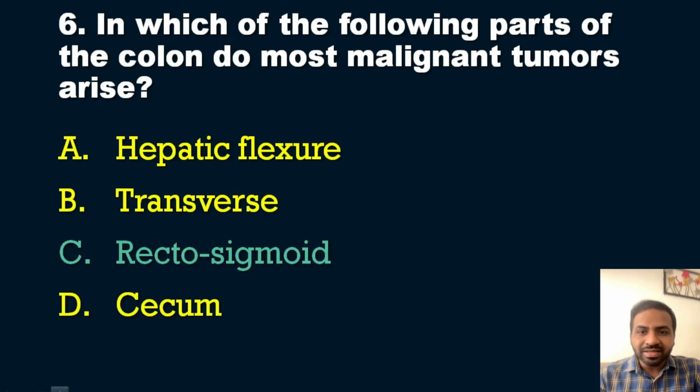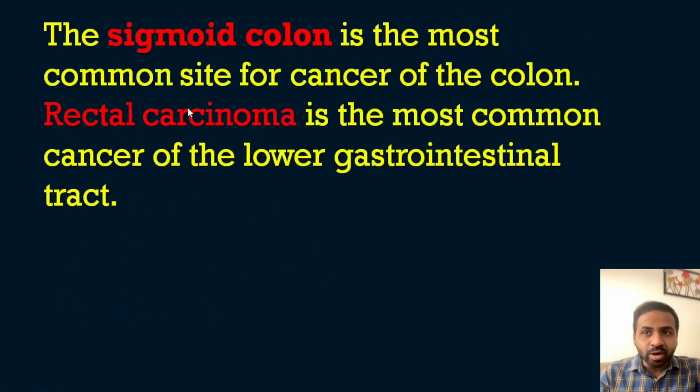So here the answer is in the rectosigmoid area. Option number C, that is rectosigmoid. We know that the sigmoid colon is the most common site for cancer of the colon, and rectal carcinoma is the most common cancer of the lower gastrointestinal tract. In colorectal cancer, the sigmoid colon is the most common site for the development of metastatic colon cancer.